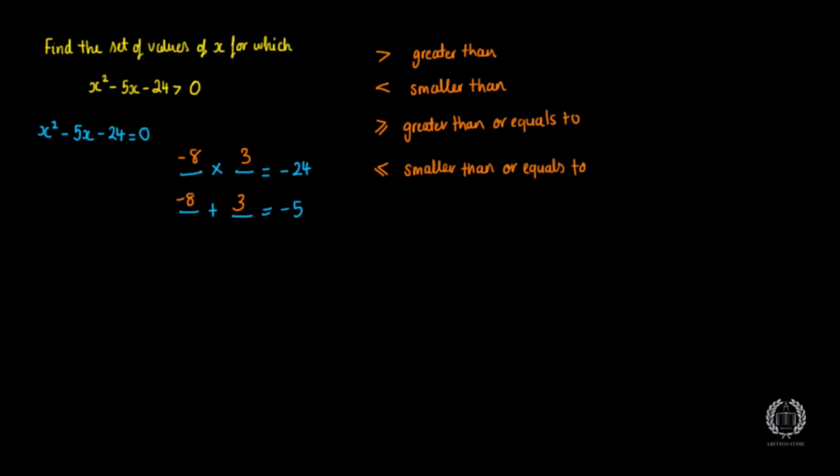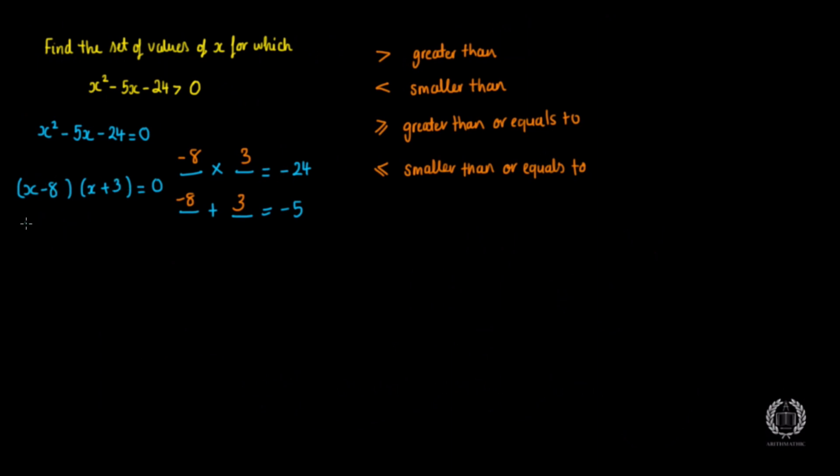Now all I need to do is get my two brackets, and I'm going to equate that to 0, and I'm going to bring the x here. The two numbers that I found, I'm going to put them in the bracket. So minus 8 and plus 3. Doesn't matter which one. This could be plus 3 and minus 8.